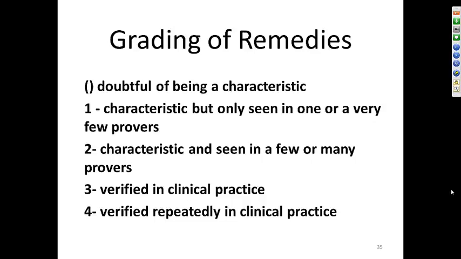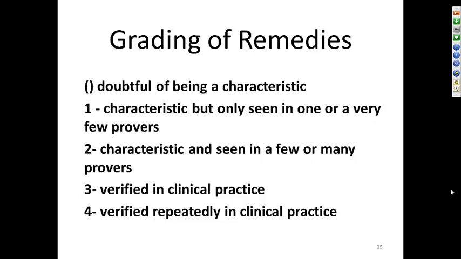Then you've got the degree 1 remedies, which are characteristic, but generally they're only seen in one or maybe a very few provers. So they did the proving, and maybe one prover had this particular symptom for that remedy, and the remedy would be entered as a degree 1. Degree 2, again, they would be characteristic. Okay, these are all characteristic. They're all consistent for that remedy. But here they're seen in a few or many provers, where you had a proving and a number of different provers would report that symptom for that remedy.